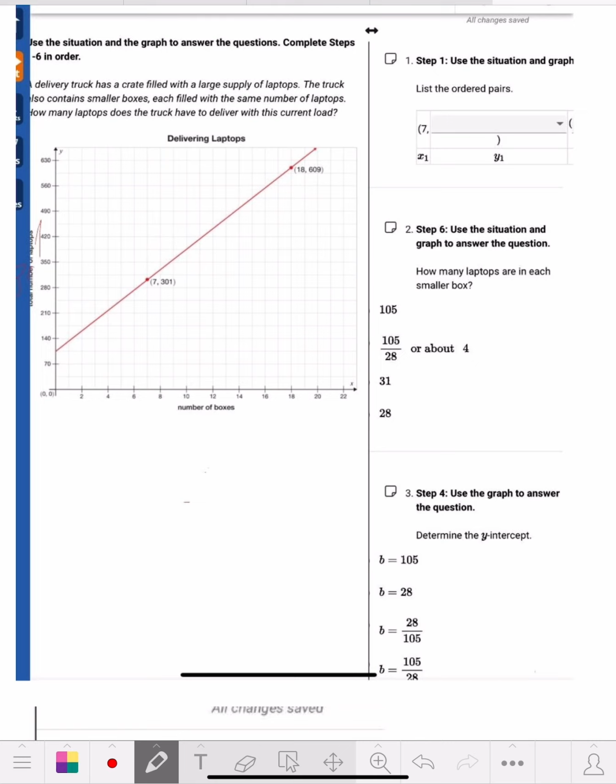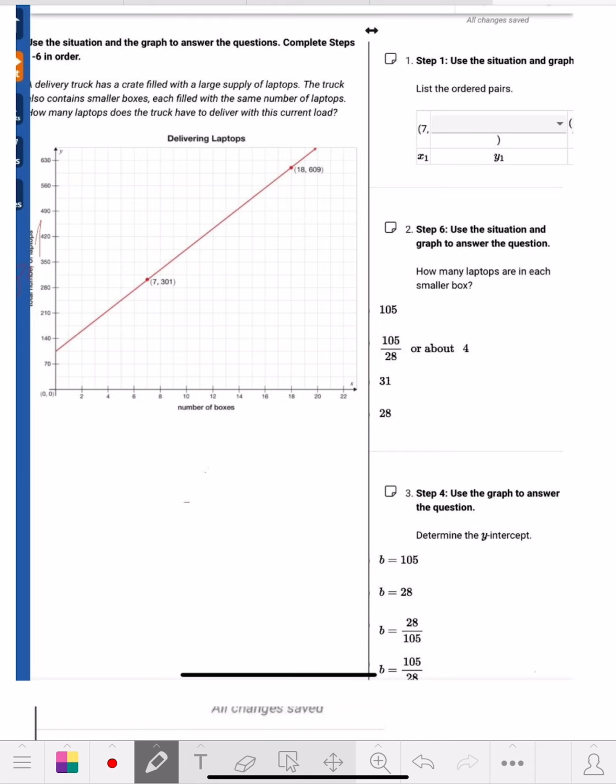Sometimes I don't like the terminology they use. Like on this first one, I'm reading it. She already took the exam, but I'm reading it afterwards, and I'm reading it now. It says, a delivery truck has a crate filled with a large supply of laptops. The truck also contains smaller boxes, each filled with the same number of laptops. Same. There's a key there. How many laptops does the truck have to deliver with this current load?